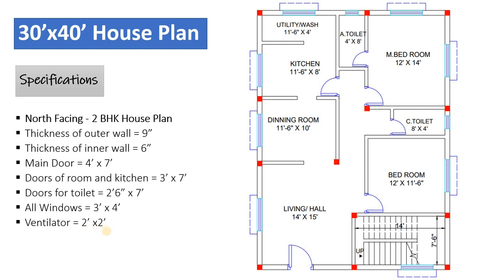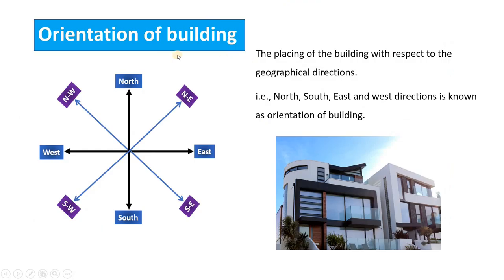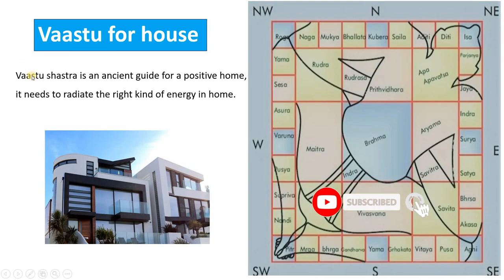Next, we will see how to make a plan. What is the right position for rooms, kitchen, toilets, stairs, dining, living room, etc. in a house plan. What are the things to be considered during house plan? Let us start it. To decide the right position, first we have to see the orientation of building. The placing of building with respect to the geographical directions, that is north, south, east and west direction is known as orientation of building. Next is Vastu for home.